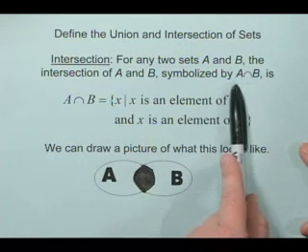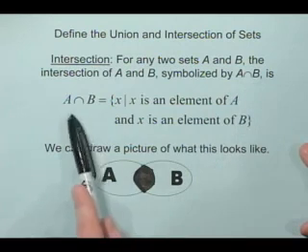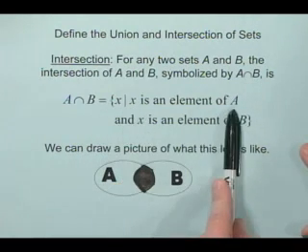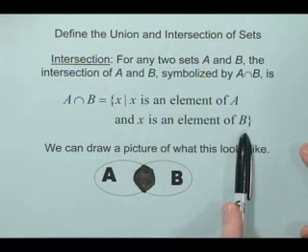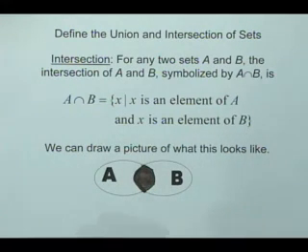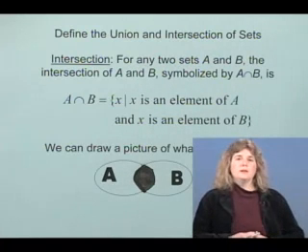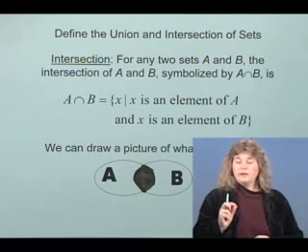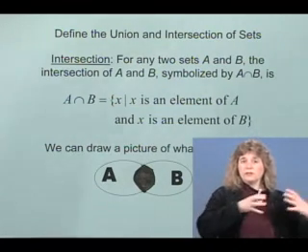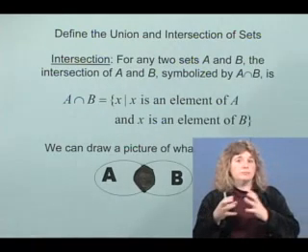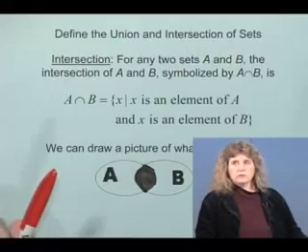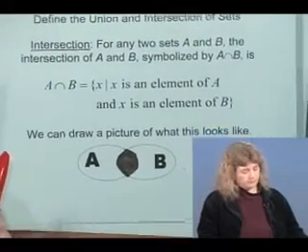And we write A intersect B, and it's given by the set of all x such that x is an element of A and x is an element of B. What does that mean? It means we've got this group of objects or things, and we're going to call each item in that group x. If x happens to live in set A and set B, both at the same time, then it's part of the intersection. And we can draw a picture of what this looks like.